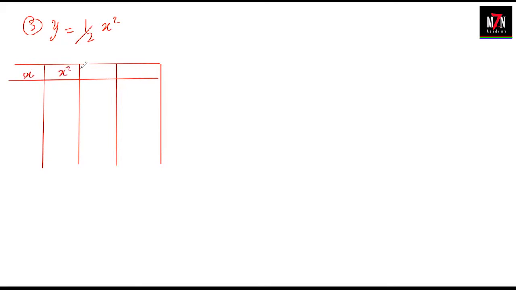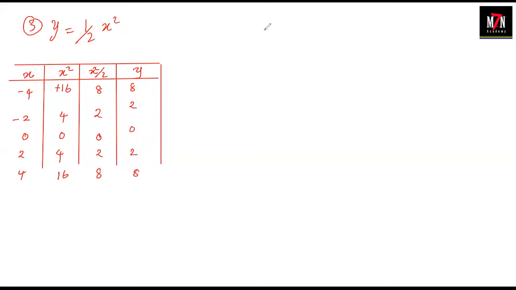Here x squared, then x squared divided by 2, that is y. So I'm going to take here minus 4, minus 2, 0, plus 2 and plus 4. So here you can square it, x squared: 4 squared is 16, 2 squared is 4, 0, 2 squared is 4, 4 squared is 16. And you can divide that x squared by 2, then plus 8, plus 2, 0, plus 2 and plus 8. So those will be the y coordinates.